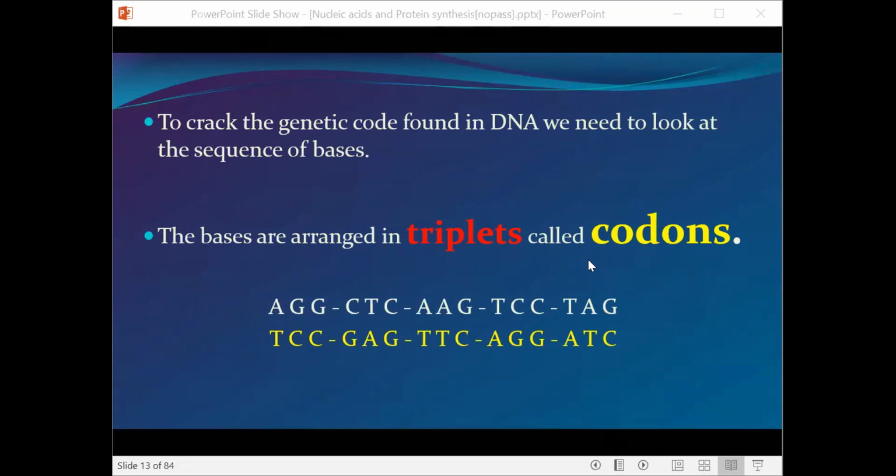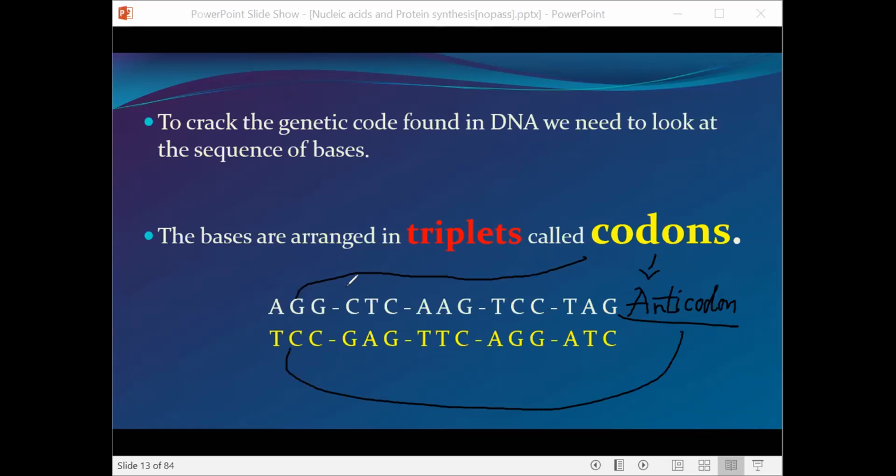The sequence that is complementary to the codon, not opposite, complementary to the codon, will be called the anticodon. Okay, complementary. So if this is the codon, then this will be the anticodon, complementary, A G G T C C. So this is complementary to the codon sequence.